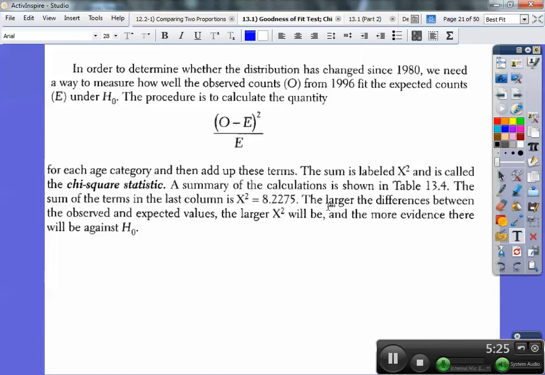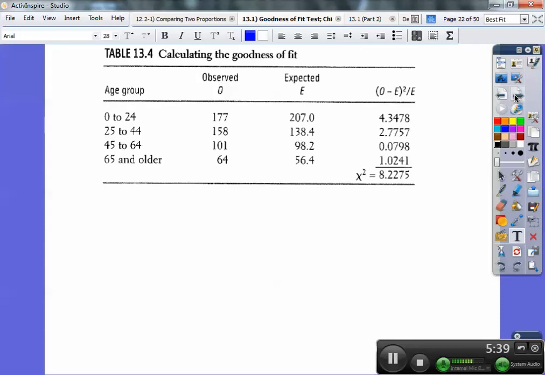And you're thinking, what the heck does that mean? I'll show you. We're going to use Table E to describe this. The larger the difference between the observed and the expected, the larger the chi-squared will be, and the more evidence there's going to be against H0. All right, so here we go.